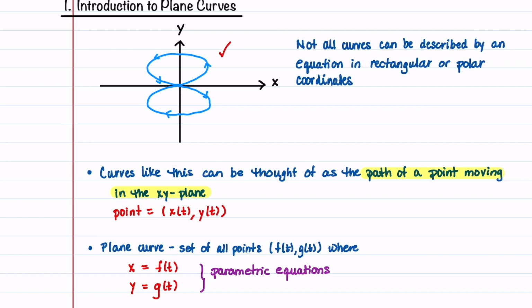The coordinates of the point are given by x of t and y of t. A plane curve is the set of all points f of t, g of t, where x is equal to f of t and y is equal to g of t. These equations are called parametric equations.